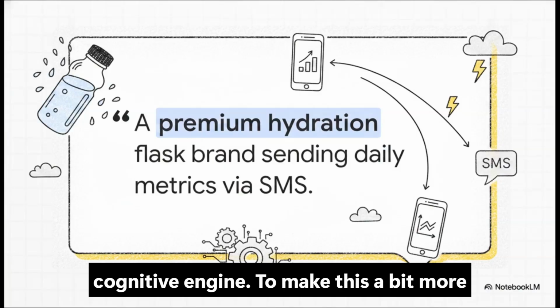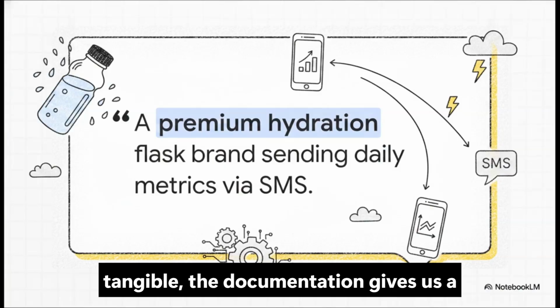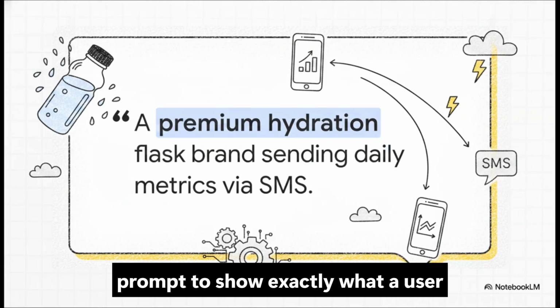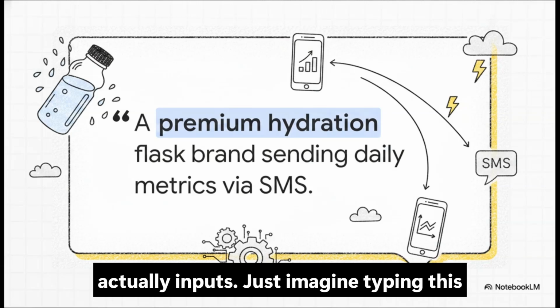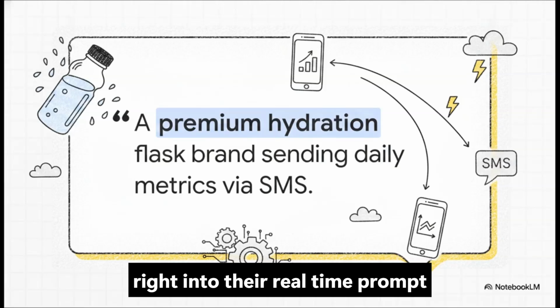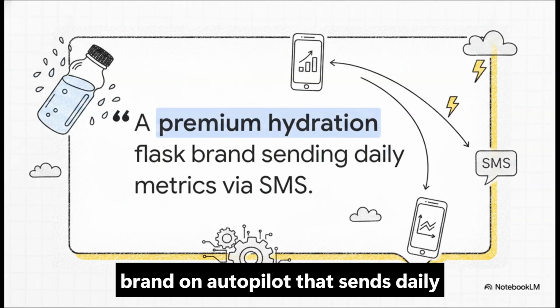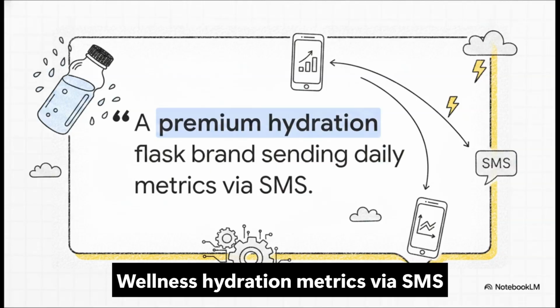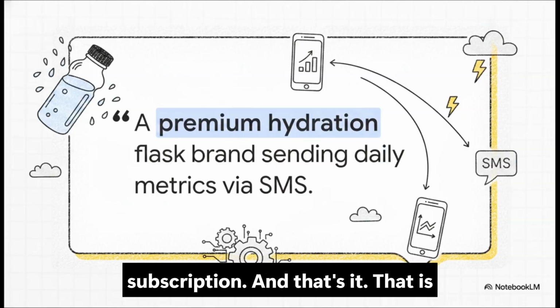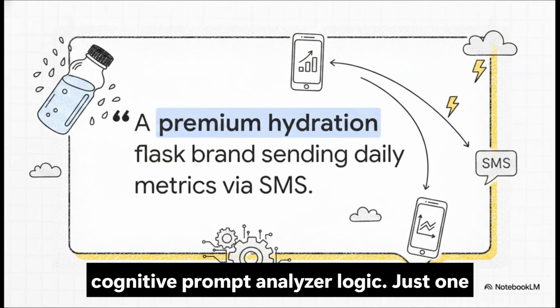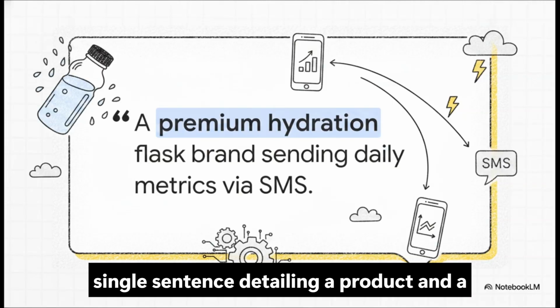That brings us to Section 3, inside the cognitive engine. To make this a bit more tangible, the documentation gives us a specific, real-world conversational prompt to show exactly what a user actually inputs. Just imagine typing this right into their real-time prompt interpreter. A premium hydration flask brand on autopilot that sends daily wellness hydration metrics via SMS subscription. And that's it. That is literally all the raw text fed into their cognitive prompt analyzer logic. Just one single sentence detailing a product and a subscription mechanism.